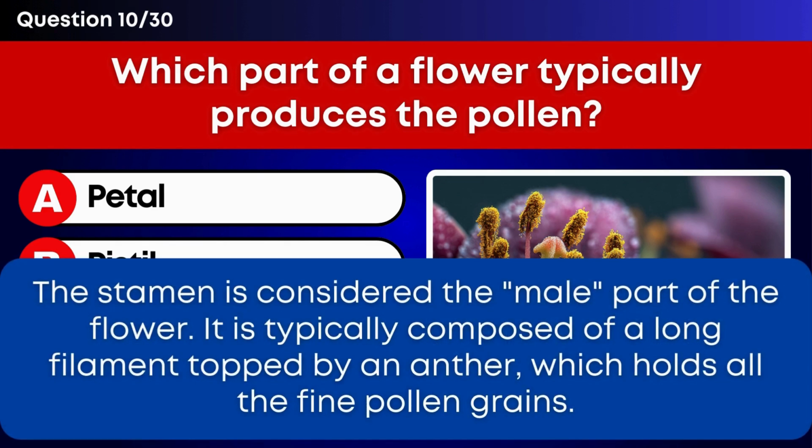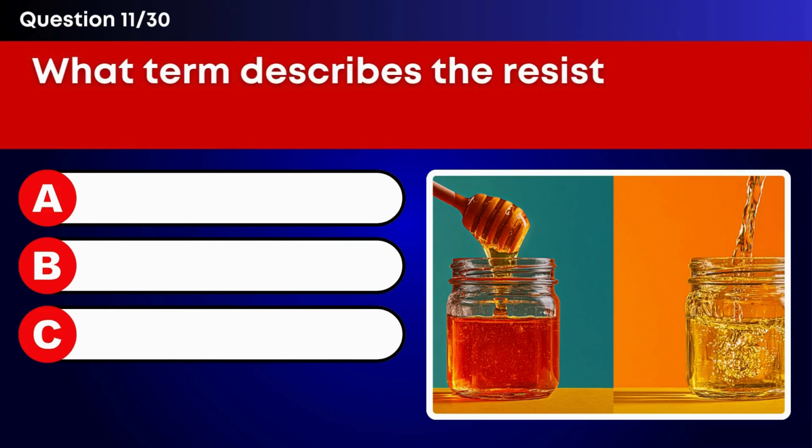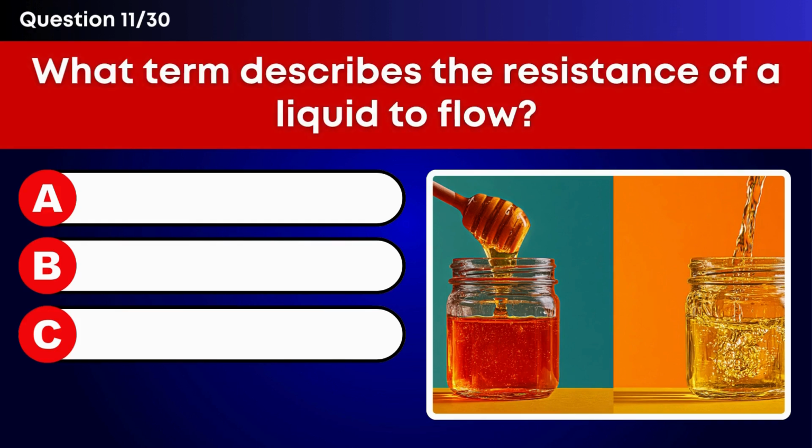Stamen. The stamen is considered the male part of the flower. It is typically composed of a long filament topped by an anther which holds all the fine pollen grains. What term describes the resistance of a liquid to flow?